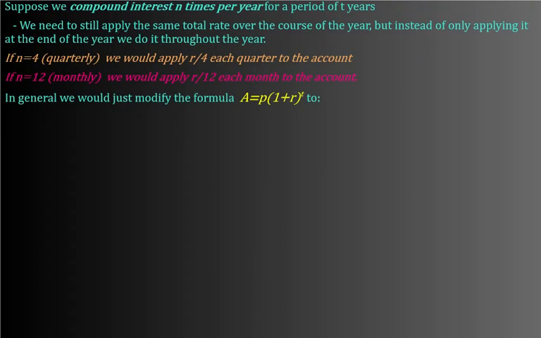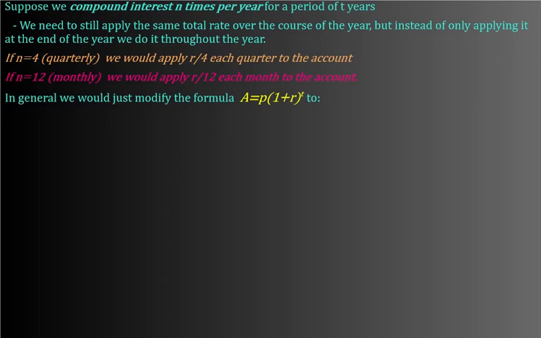All right, so the next kind of finance formula I want to talk about is where we compound the interest n times per year for a period of t years, okay? So we're still going to apply the same total rate over the course of the year, but instead of only applying it at the end of the year, we do it throughout the year. So like a lot of accounts, you might do a quarterly application of the interest. So you still have the full rate over the year, but you apply it 4 times as much.